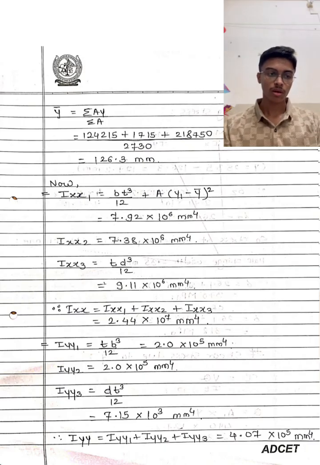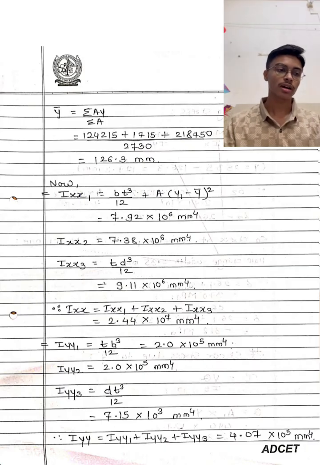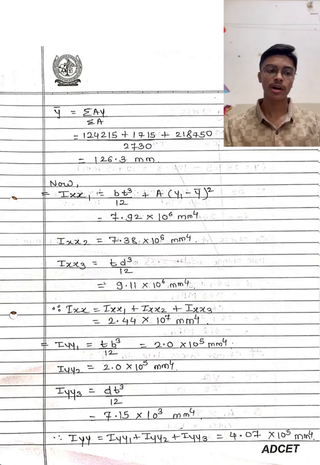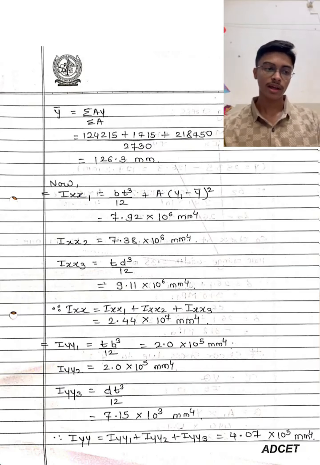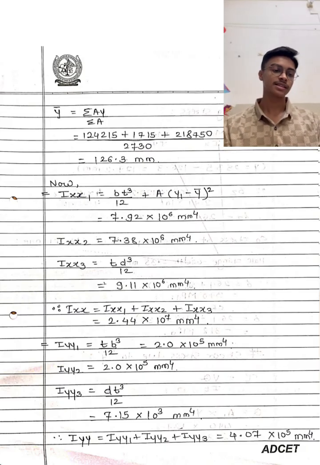By calculating this, we got Ixx1 is 7.92 into 10 to the power 6 millimeter to the power 4. After that, we got Ixx2, that is 7.38 into 10 to the power 6 millimeter to the power 4. Then Ixx3 is 9.11 into 10 to the power 6 millimeter to the power 4. By adding all three, we got Ixx is equal to 2.44 into 10 to the power 7 millimeter to the power 4.